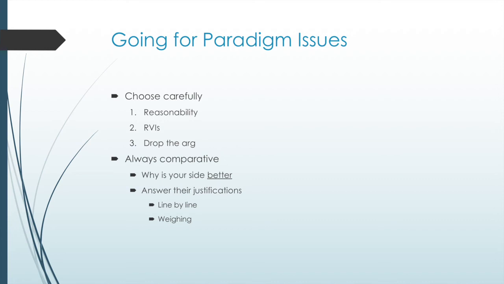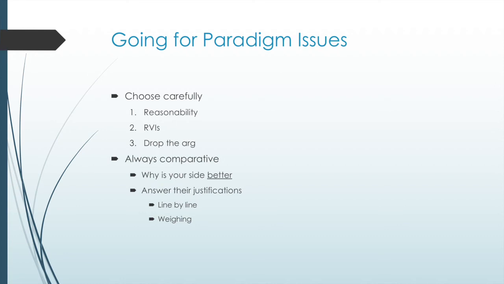So winning reasonability makes it much easier to gain access to things like RBIs. And then RBIs are useful to go for because they give you another route to the ballot, and that's always worth doing. And then drop the arg. You will probably never go for drop the arg, because a lot of times it just doesn't make sense in the context of the round. Like for instance, with a T-shell, it doesn't make any sense to drop the arg, because the argument that is bad is the AF, which means that dropping the arg is the same as dropping the debater. So a lot of times drop the arg is just nonsensical, and it doesn't give you that much of a strategic benefit. So when we're going for paradigm issues, that's the order of priority.